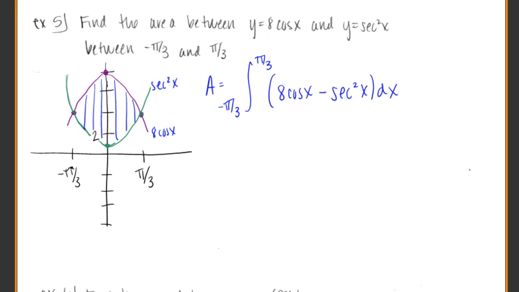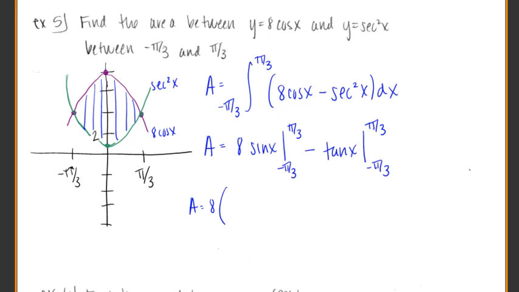So now let's go through and actually do the integration. So A is going to equal 8, and the integral of cosine is sine x, evaluated from -pi/3 to pi/3, minus the integral of secant squared x, which is just tangent x, evaluated from -pi/3 to pi/3. So our area is 8 times the upper bound, sine of pi/3, minus the lower bound, sine of -pi/3, minus the tangent of the upper bound, pi/3, minus the tangent of the lower bound.